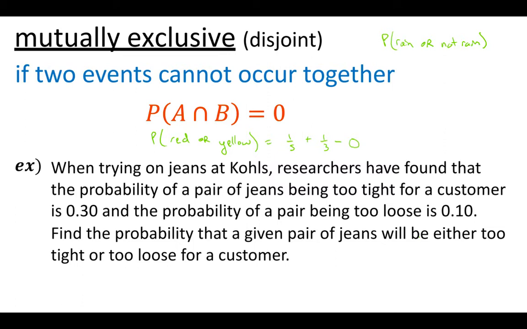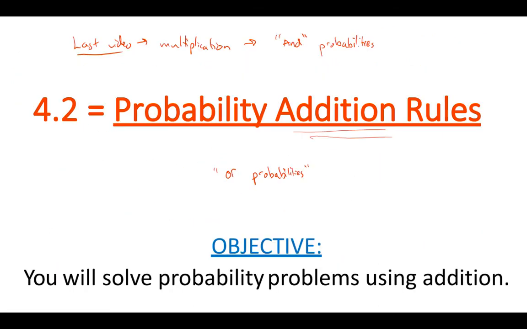Okay. So we're going to do probability of too tight or too loose. That's going to be the probability of too tight first, which is 0.30, plus the probability of too loose, which is 0.10.